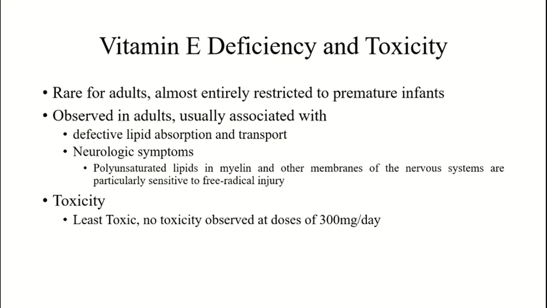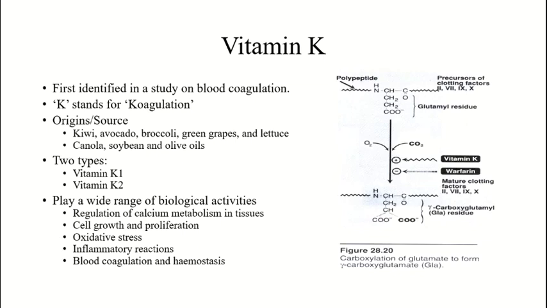Okay. All right. Now, the last vitamin that we're going to cover is vitamin K. It was first identified in a study of blood coagulation. The K itself stands for koagulation, a Danish term for coagulation. There are 2 types, K1 and K2. Phylloquinone, or K1, is generally synthesized by plants. Menaquinone, or K2, is synthesized by bacteria. Now, in terms of therapy, a synthetic derivative of vitamin K, menadione, is typically applied.